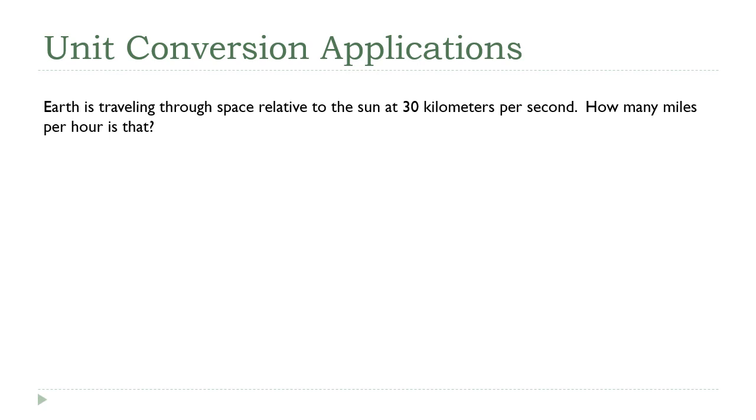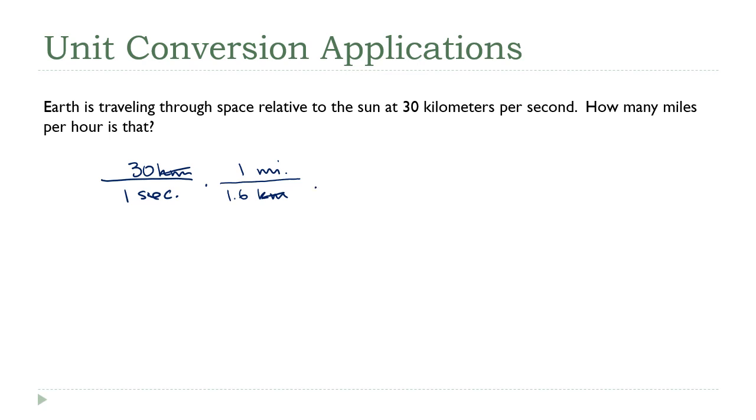So to do that, I'm going to start with 30 kilometers per 1 second. And I'm going to use my same conversion factor here: 1 mile per 1.6 kilometers. And that finishes the kilometer part, but I still need to do seconds. I've got to get seconds into hours. And I can do this, but I'm going to have to do it in a couple of steps as well.